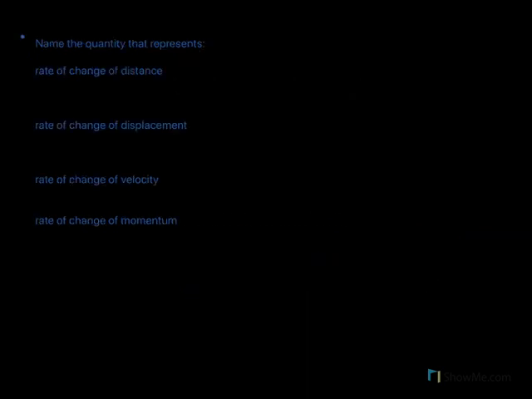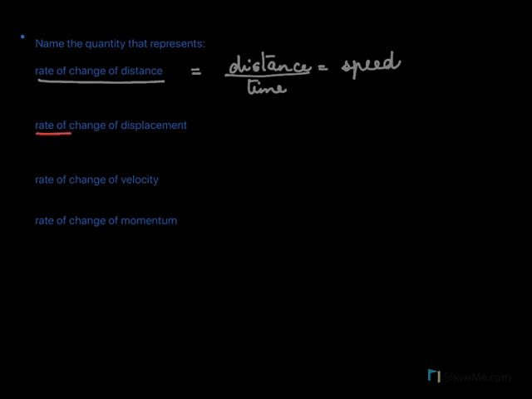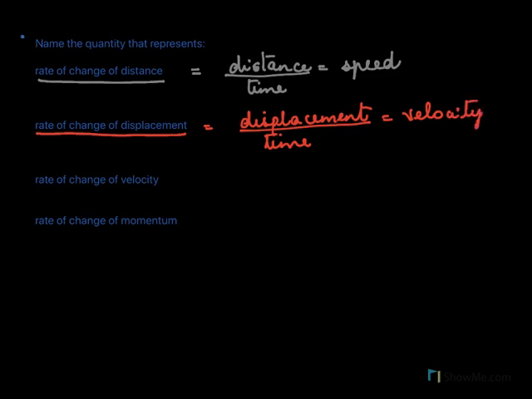Name the quantity that represents the rate of change of distance. Now, rate of change of distance means distance over time. Rate of change means over time. And we know distance over time is speed. So rate of change of distance is speed. What is the rate of change of displacement? Now, rate of change of displacement means displacement over time. And we know displacement over time is velocity.